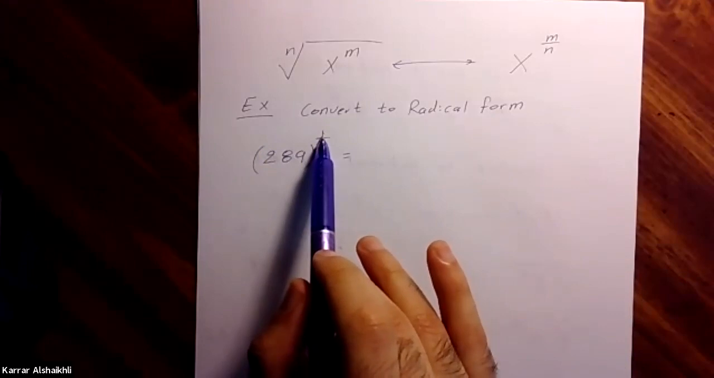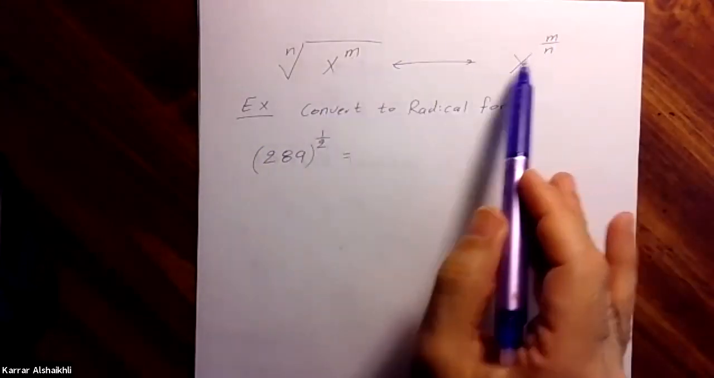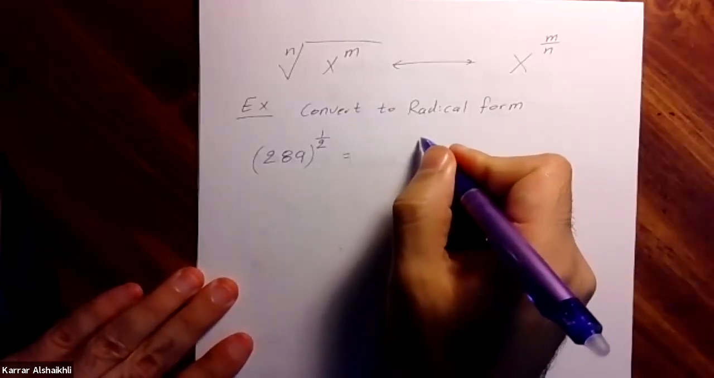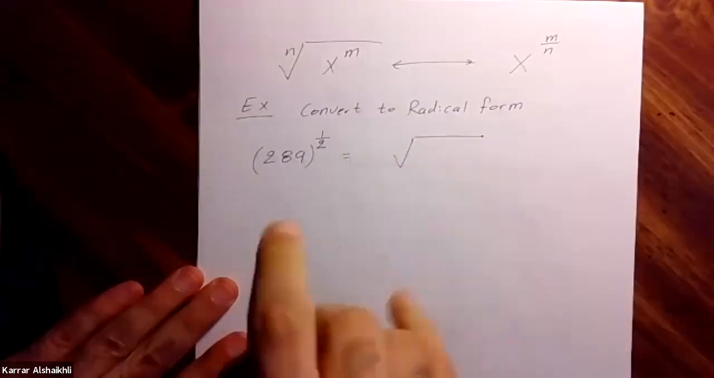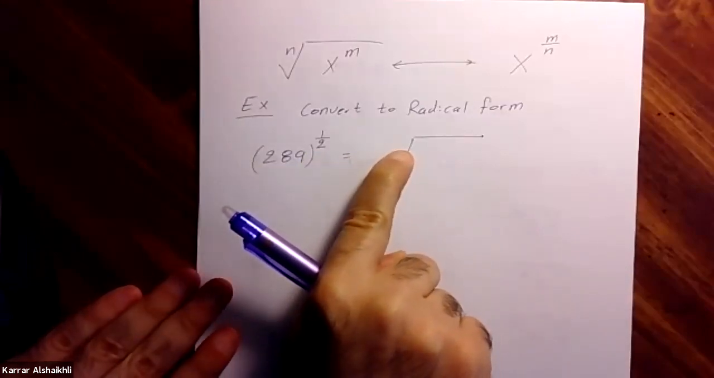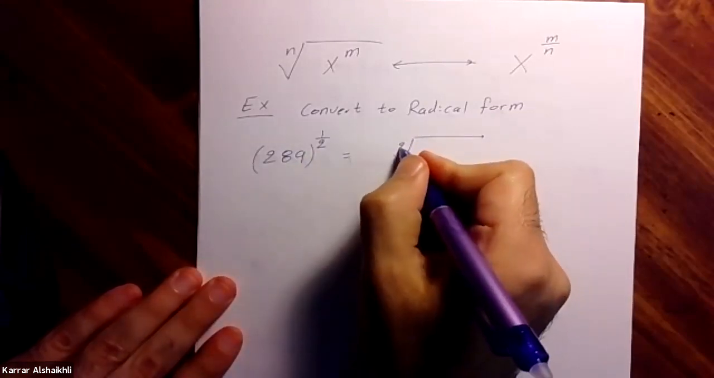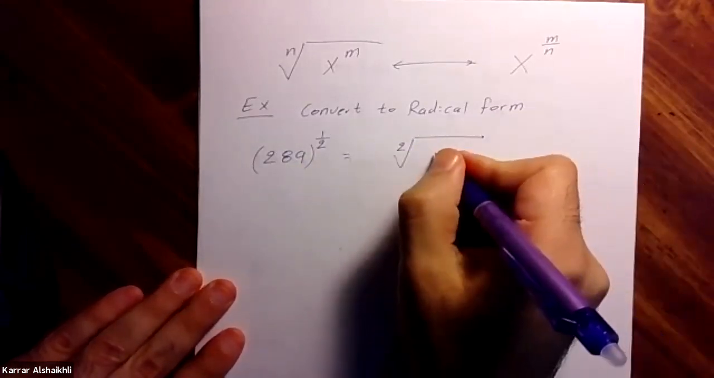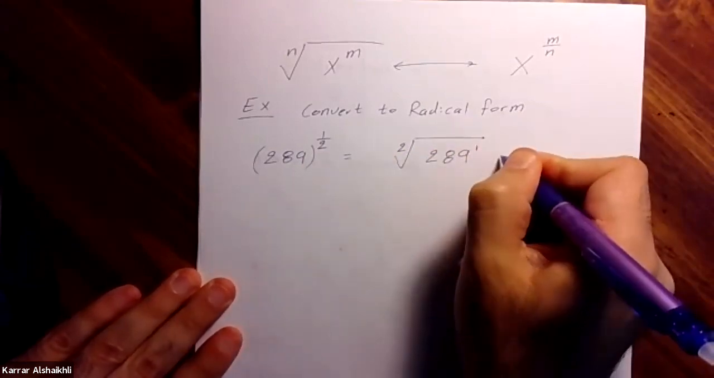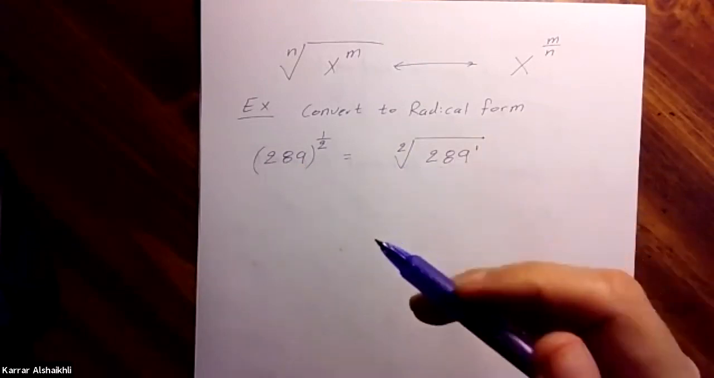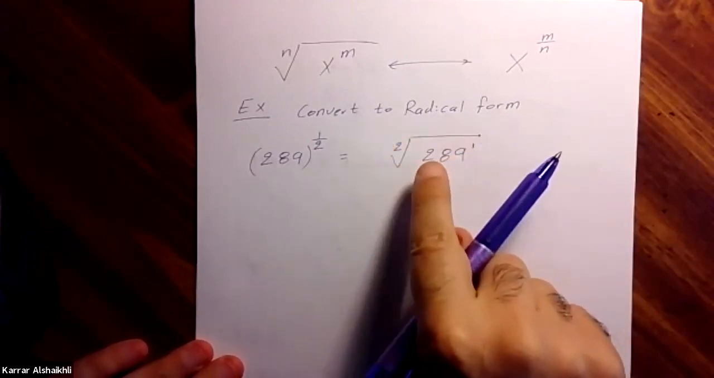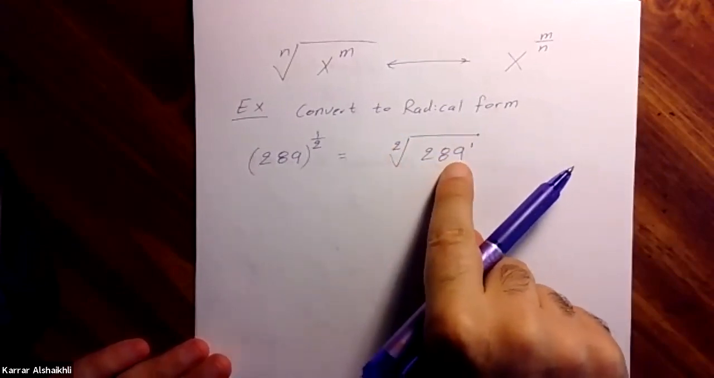Always the number on top is the m, which is here, and the number on the bottom is going to be the root. So the first thing I'm going to do is write down the root. I have 2, so that means the 2 goes here, which is the square root of 289. If you don't want to write down the exponent 1, it's fine. Then if they ask you to simplify it if possible, go ahead, use the calculator. What's the square root of 289?